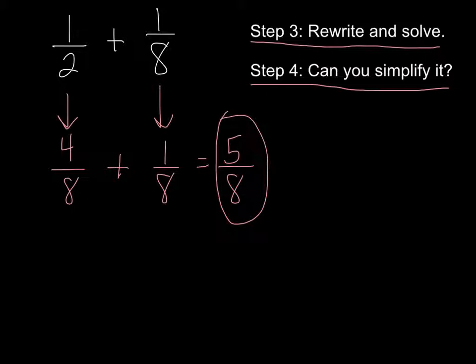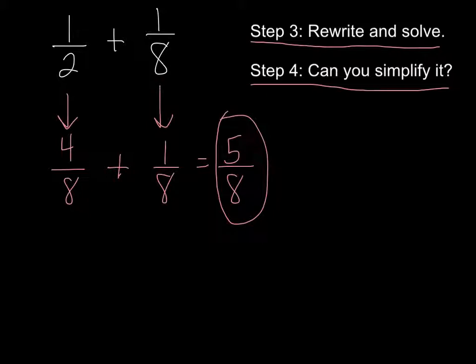Step 3 is to rewrite the problem and solve. So the equivalent fraction to 1/2 is 4/8. So wherever 1/2 was in the problem, it will be replaced with 4/8. The equivalent fraction to 1/8 is also 1/8. And it's really important that you make sure you place them in the exact order the problem placed them in, especially in a subtraction problem. Now that these fractions have the same denominator, I can add just like I normally would. So 4 plus 1 is 5, and 8 is the denominator.